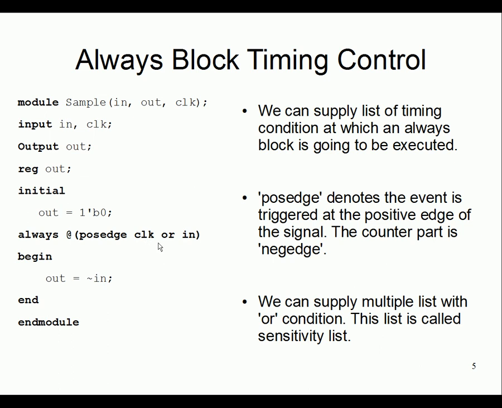You can also put another condition, like positive edge of clock or in, or negative edge of reset, or in 1 or in 2. So you can actually chain with the or condition. With this, when this block is executed is controlled by those lists. On a side note, this list of signals in the condition list is called a sensitivity list for that specific block. Just a theoretical side note for you guys.